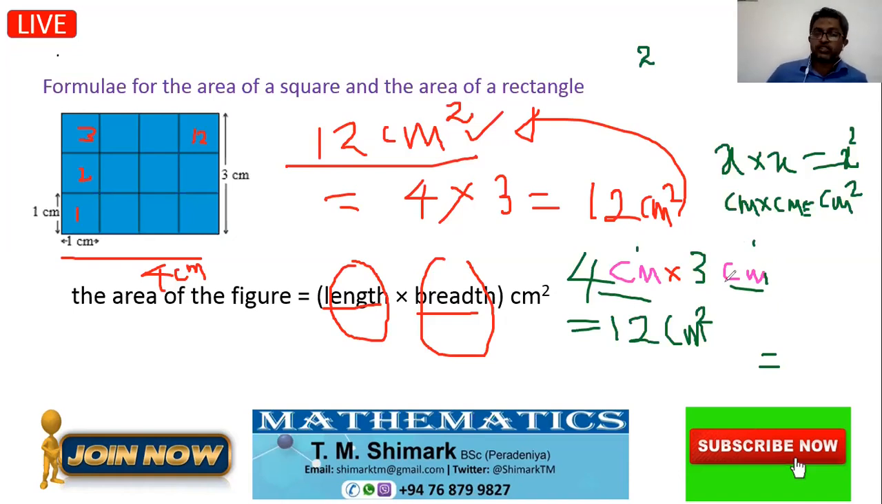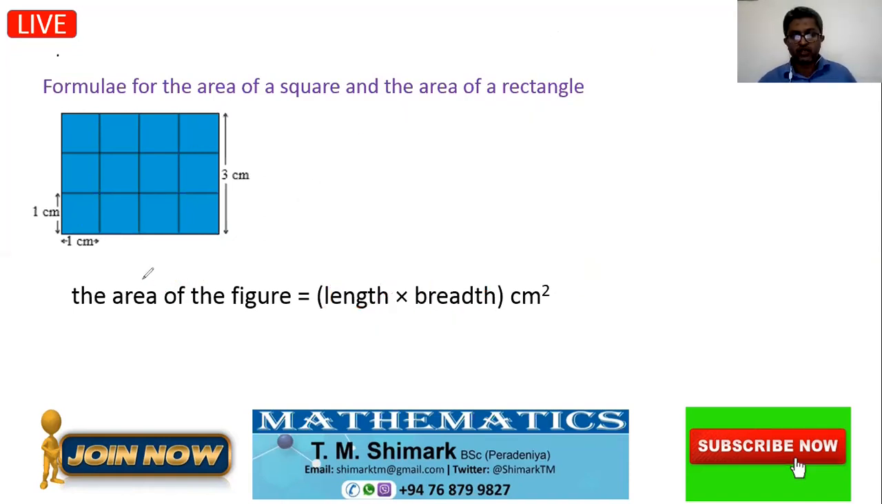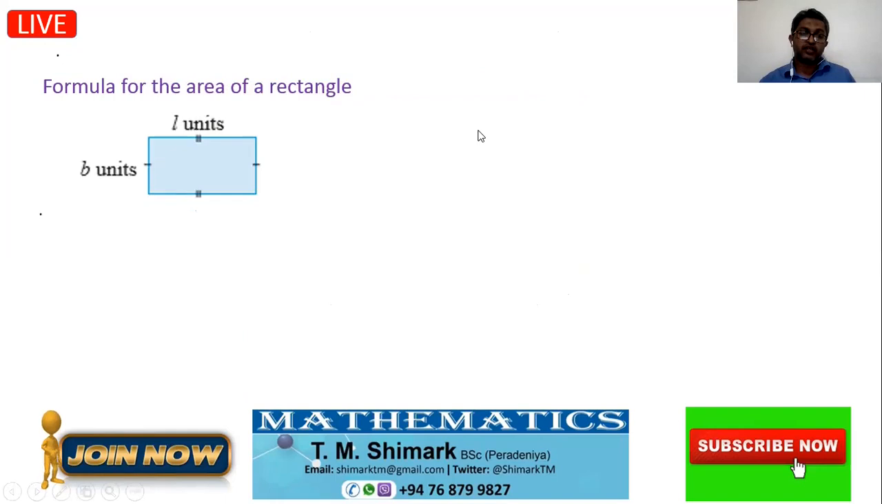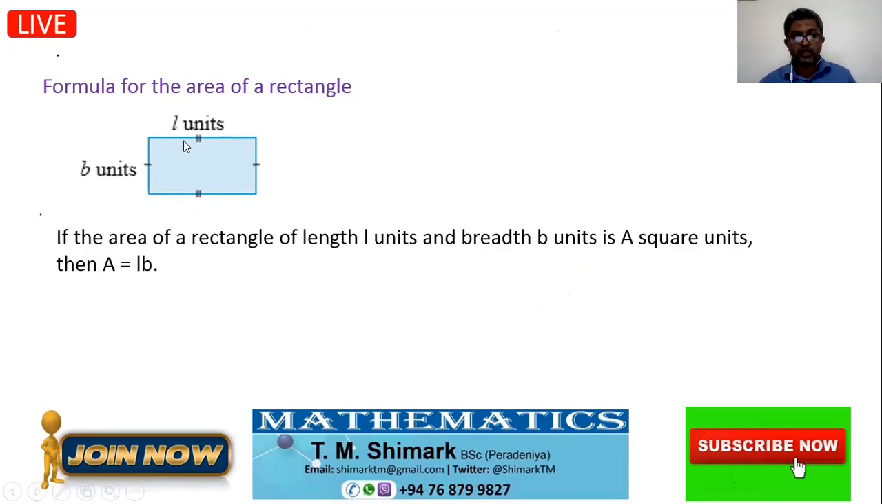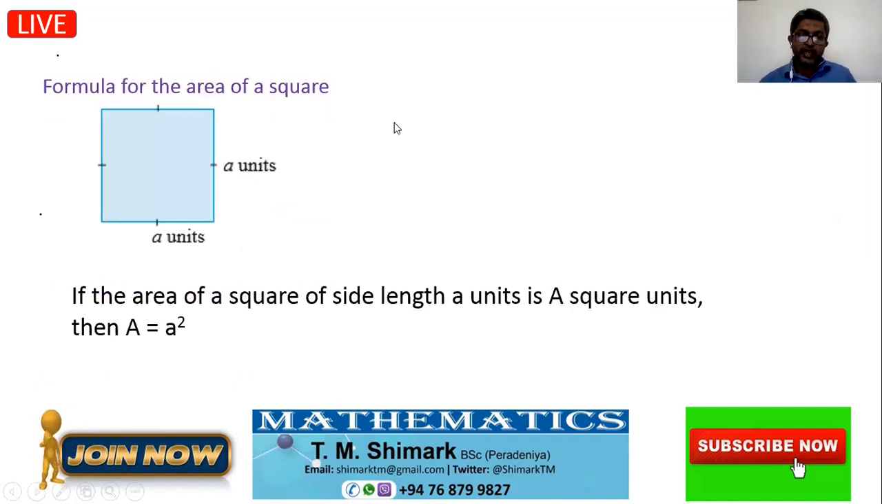Understand? Any question? You understood what the formula is? Length into breadth, and centimeter squared or meter squared, whatever unit we are giving, the answer will be in squared. The area of a rectangle, if its length is L units and breadth is B units, is L into B. LB, length into breadth.